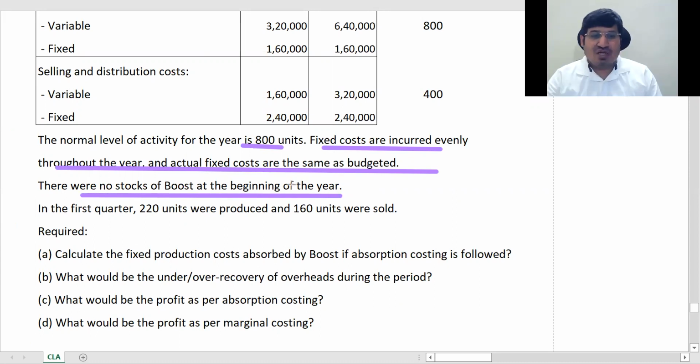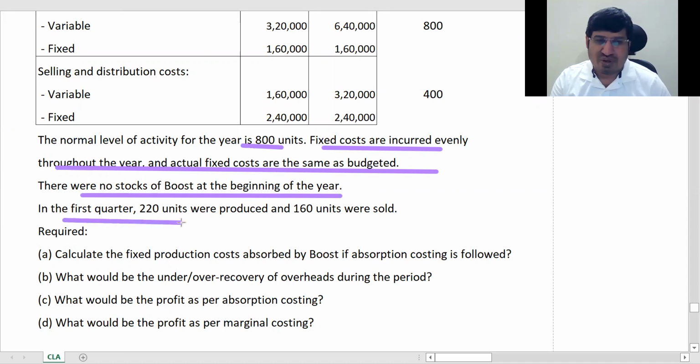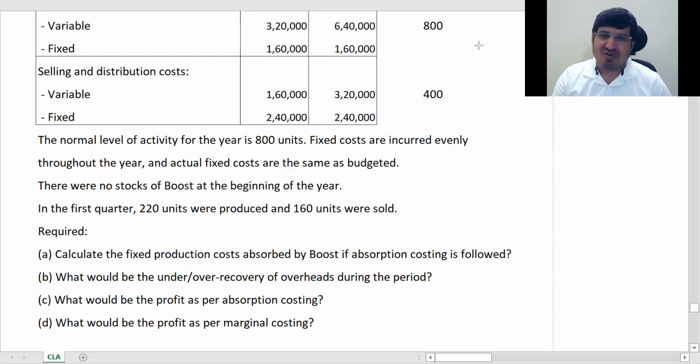ठीक है, but then actually here what they are asking us is to give the first quarter statement. ऐसा लिखा नहीं है यहाँ पे basically, but based on the solution we have to give the first quarter statement. ठीक है, in first quarter 220 units were produced and 160 units were sold. ये first quarter का डेटा है. So now we are going to दोनों absorption और marginal के हिसाब से, using this data we will prepare that income statement.